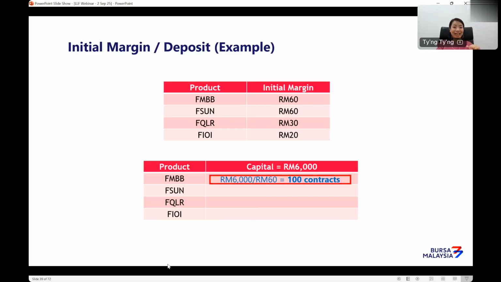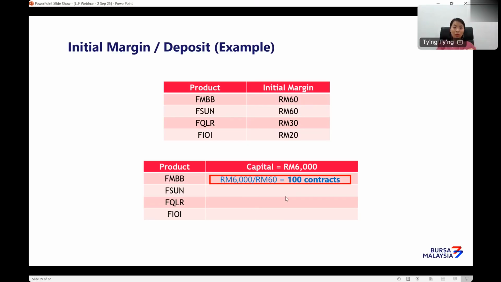Yes, the answer is 100 contracts. You take 6,000 divided by 60 because the margin requires only 60, meaning with the initial capital of 6,000, you can own 100 contracts. If you take 100 times 100 shares for each contract, that represents you can own 10,000 shares of Maybank stocks. Can you see that?